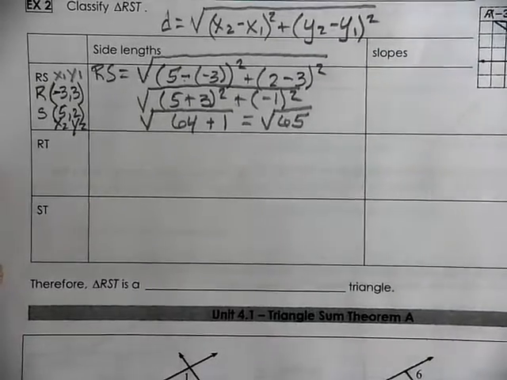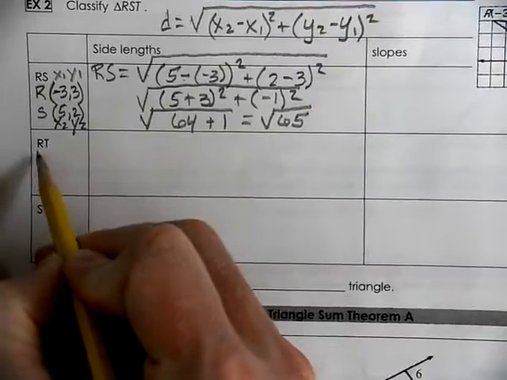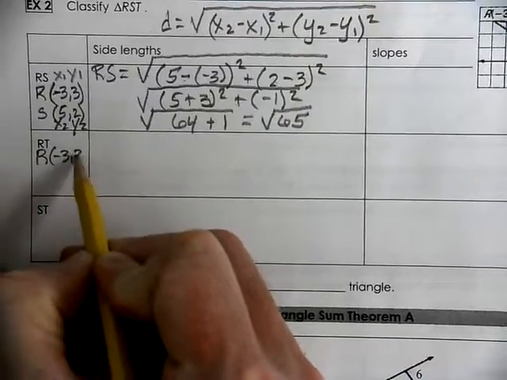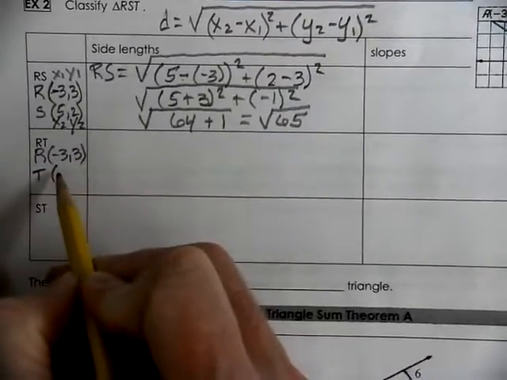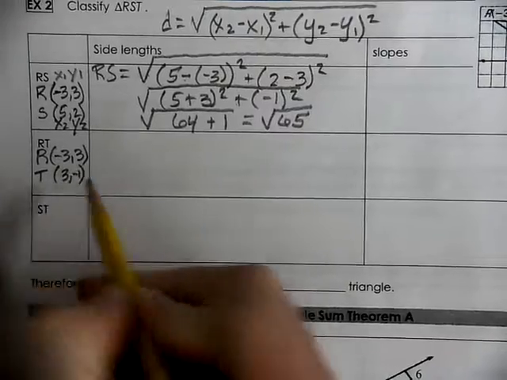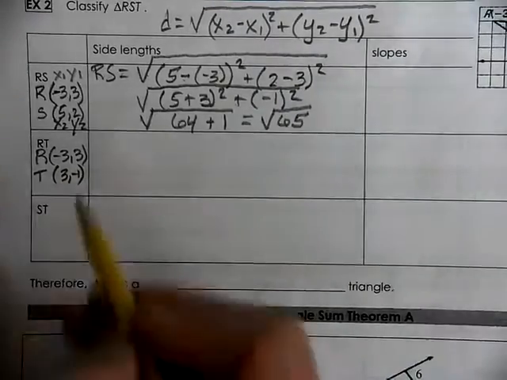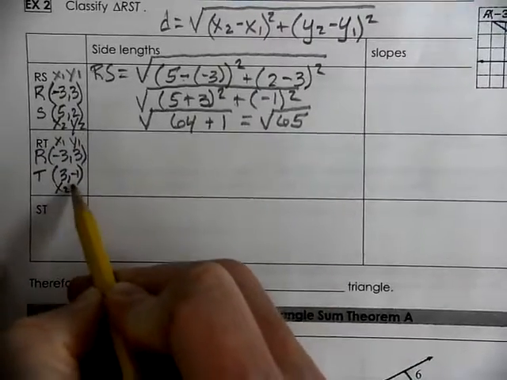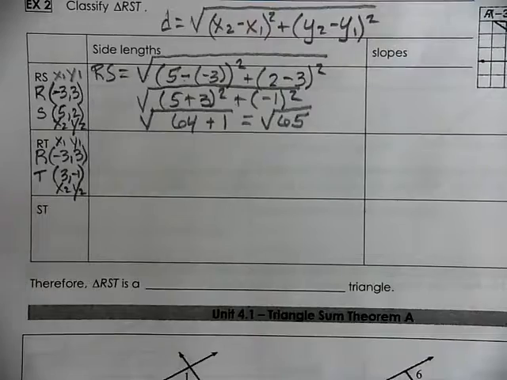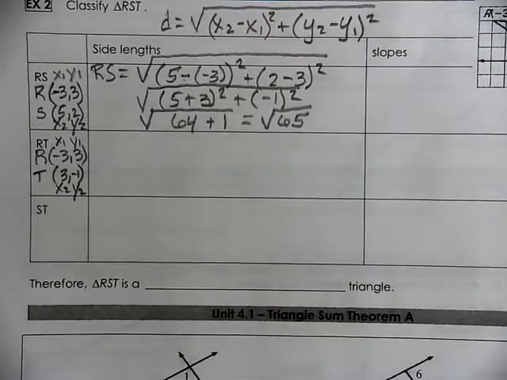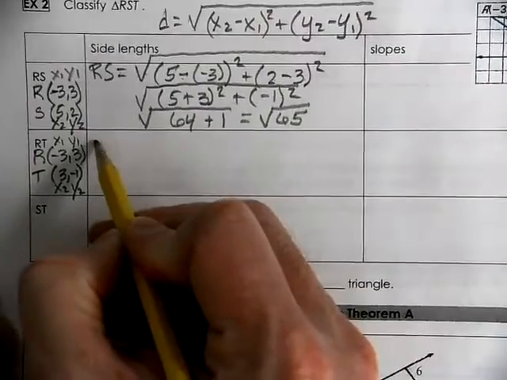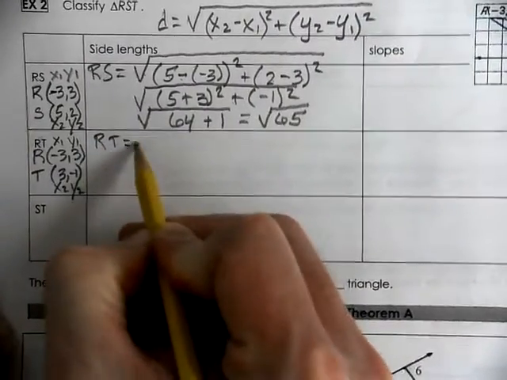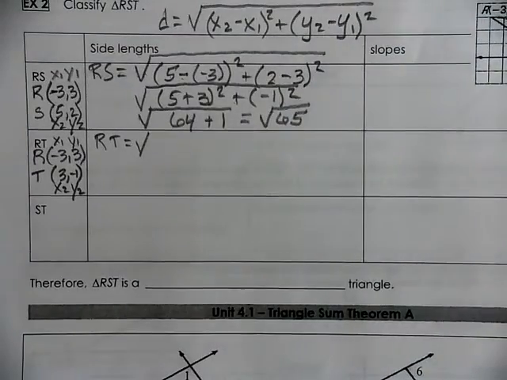We'll look at the side length of RT. We know that R was negative 3, 3. T is 3 comma negative 1. Label your points x1, y1, and x2, y2. And you try to calculate your own distance for RT. Pause the video, give this a try, come on back, we'll talk you through it.